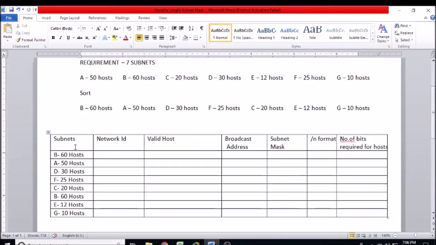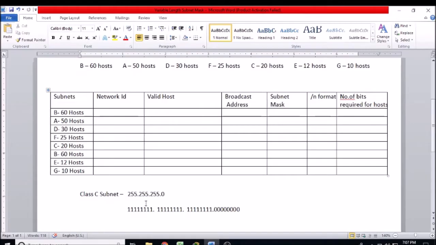The table consists of some fields: subnets, network ID, valid host, broadcast address, subnet mask, /n format, and number of bits required for each host. I have written all the subnets and their requirements, so we are going to serve B first. Given the table, first we have to think about the number of bits required for each host. For the subnet B, how many hosts are there? 60. So we have to borrow some bits from the host part, isn't it?